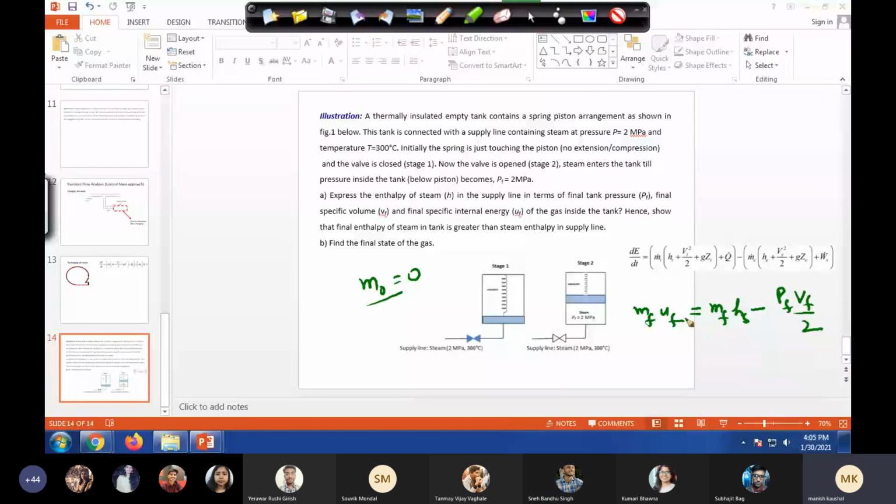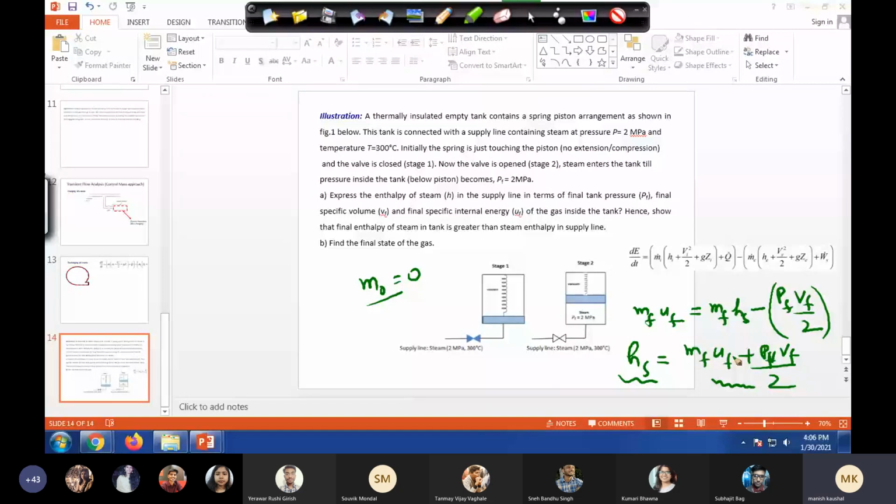If you bring this side, is there any M missing here? It's fine. I think it's fine. No mistake. Okay. So that's all. If we want to arrange it, can we do something with this? No, I think nothing. So HS will be nothing but MF UF plus PF VF by 2. That was my original question, to express HS in terms of final properties of the gas inside the tank.